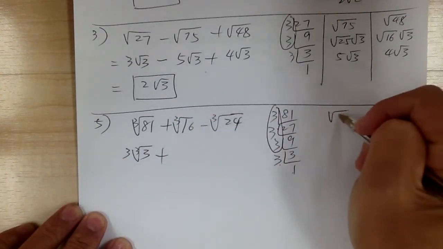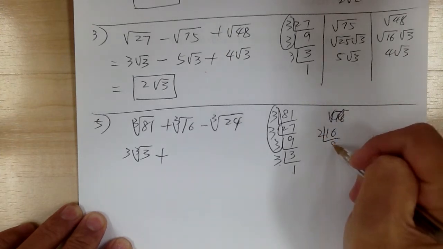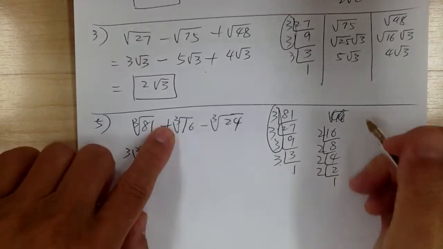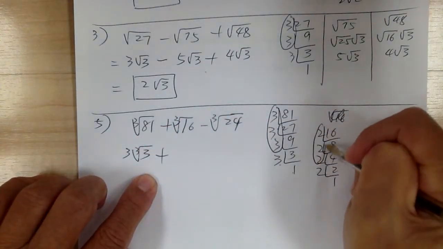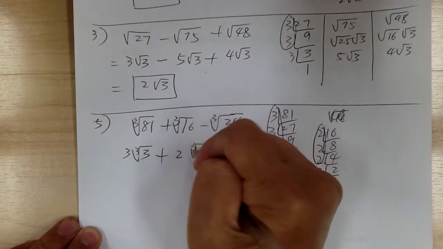Plus, okay, 16 breaks into 2, 8, 2, 4, 2, 2, 2, 1. So again, it's a cube root, so you need to get 3 of the radicand to make it into an integer. The leftover stays inside.